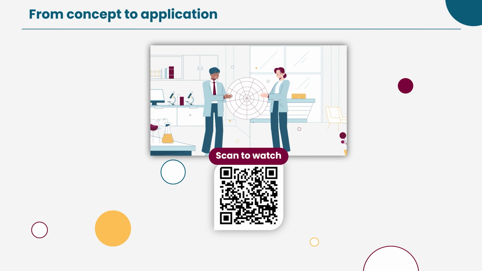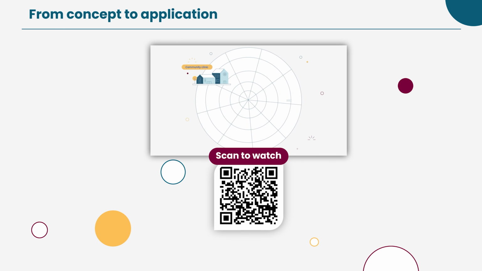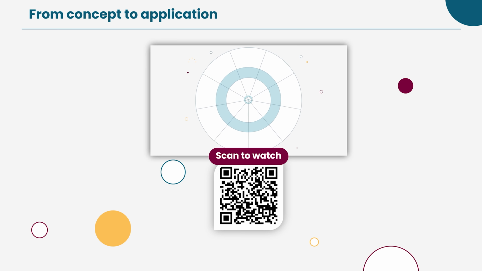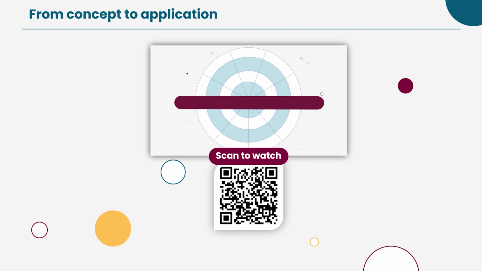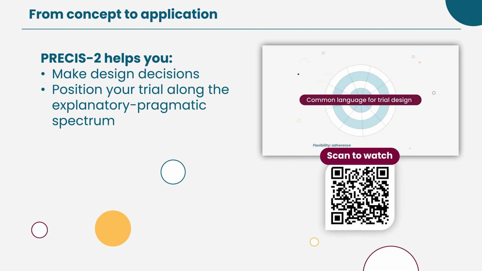In our first video, which we have linked in the description, we introduced the concept of pragmatism and the PRECIS-2 tool, a framework that helps researchers design trials intentionally along the explanatory to pragmatic spectrum. In this video, we're taking it a step further. We'll explore how the PRECIS-2 tool can help researchers think through key design decisions and position a trial along the explanatory pragmatic spectrum, using a real case example of a diabetes intervention for older adults.